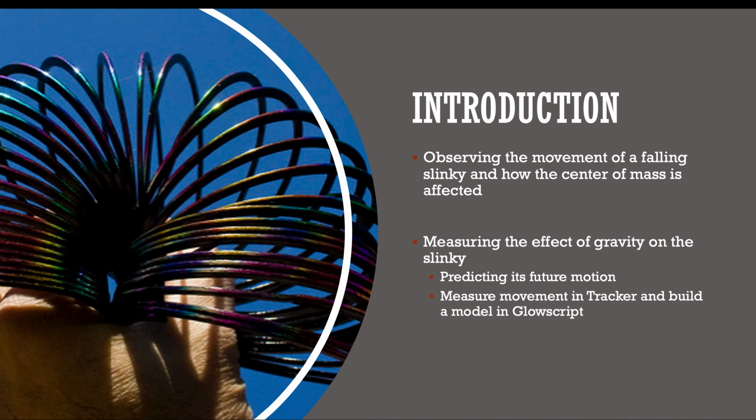So to start off, in this experiment we're going to observe the movement of a falling slinky and how the center of mass is affected. In this experiment, the center of mass is the bottom of the slinky because it is stationary, as the professor is holding the slinky at the top. We're measuring the effect of gravity on the slinky, measuring the movement in an app called Tracker, and then building a model in GlowScript using the information and the equations in the next slide.